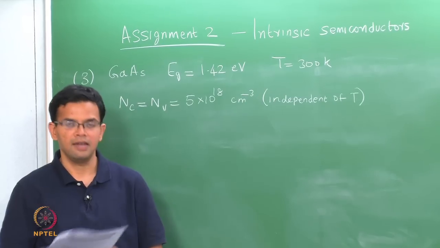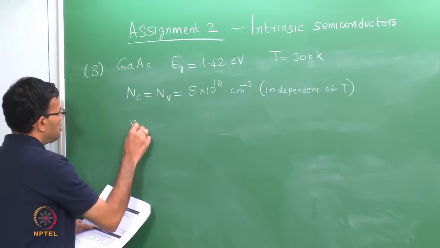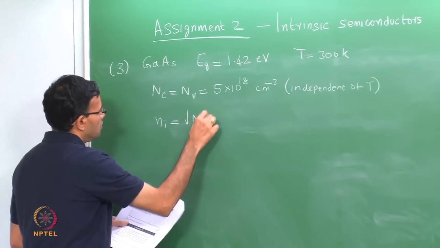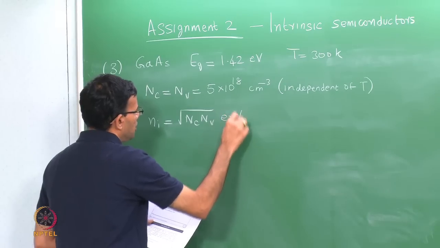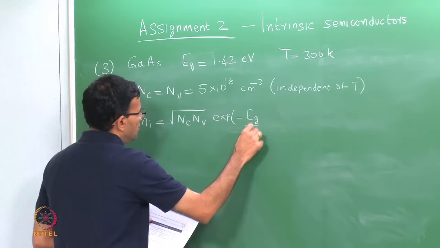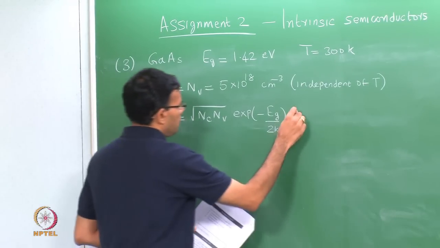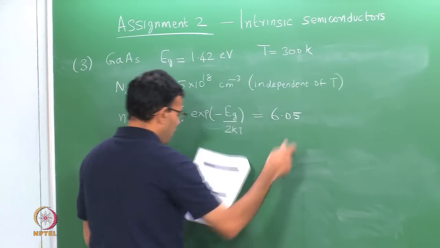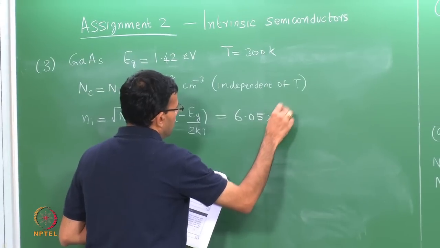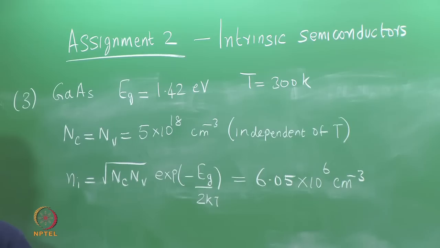So, first we want to calculate the intrinsic carrier concentration at room temperature. That is pretty straightforward, you have seen the formula before. So, square root of Nc Nv, exponential of minus Eg over 2kT. We can plug in the numbers, the value of Eg is given. So, Ni is 6.05 times 10 to the 6 per centimeter cube.